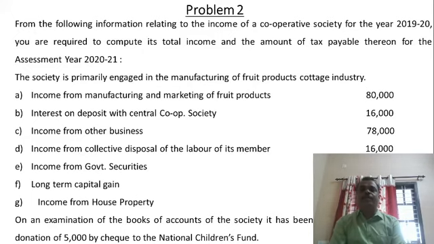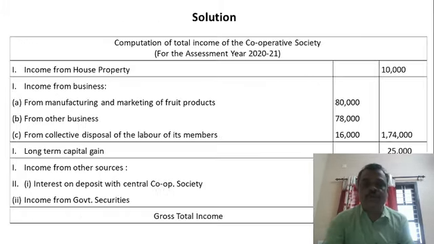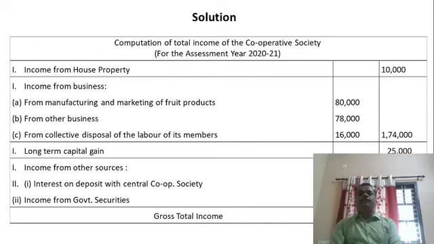On an examination of the books of accounts of the society, it has been revealed that it has given a donation of 5,000 by check to the National Children's Fund. This is 100% without a limited donation. So entire 5,000 deduction will get under section 80G. Now, solution. Computation of the total income of the cooperative society for the assessment year 2020-2021.